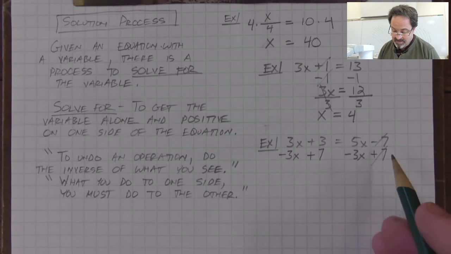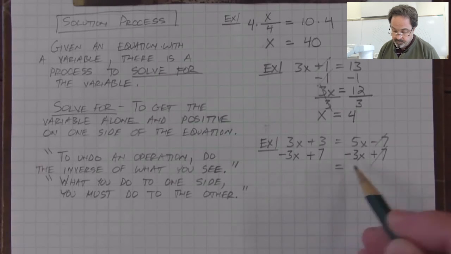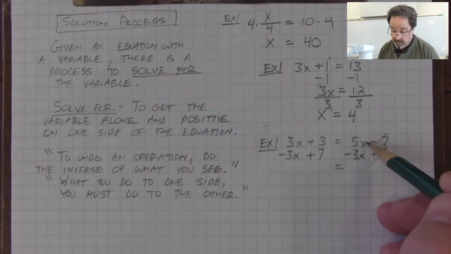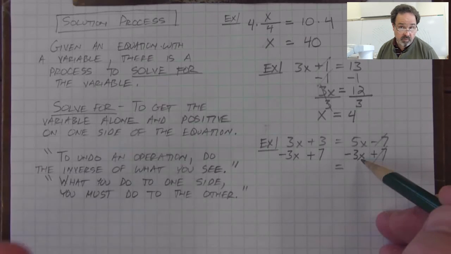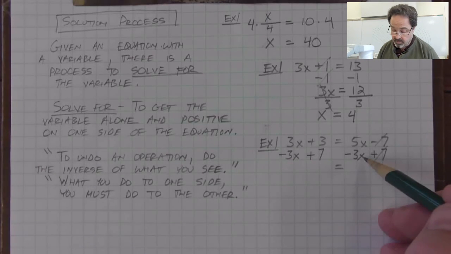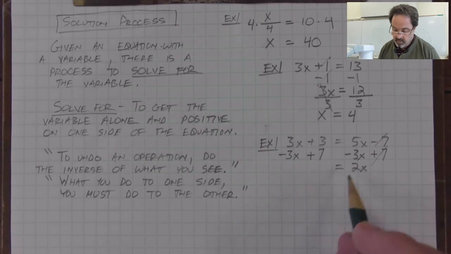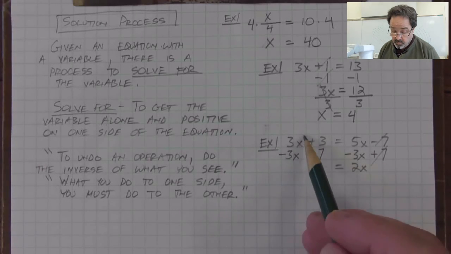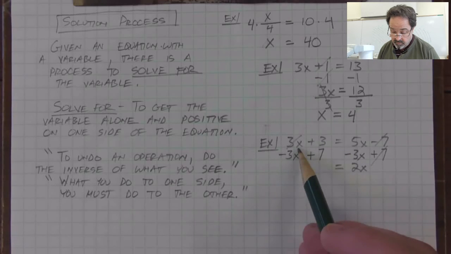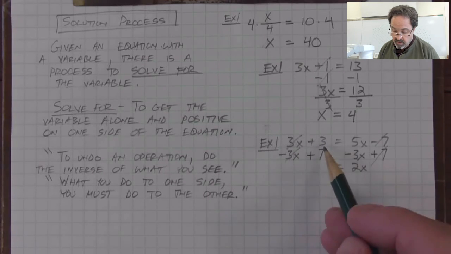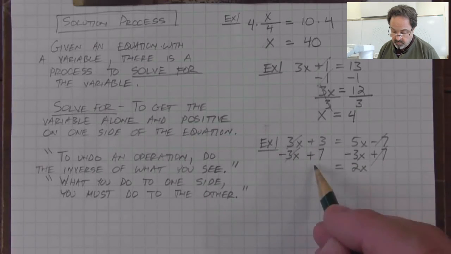Subtracting 7 and adding 7 cancel out. But we also have 5x minus 3x. These are like terms, they can be combined. 5x minus 3x leaves 2x. On the other side, 3x minus 3x are going to cancel out. And the 3 plus 7 make 10.